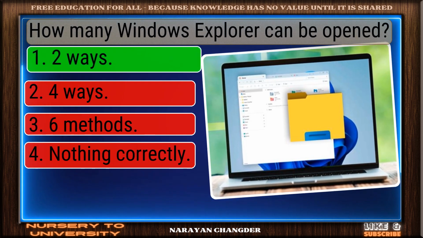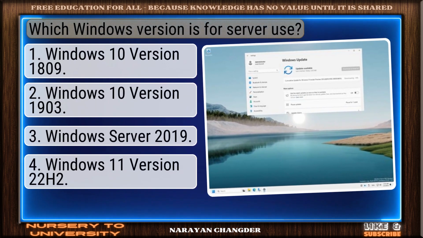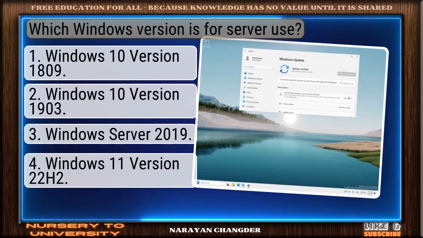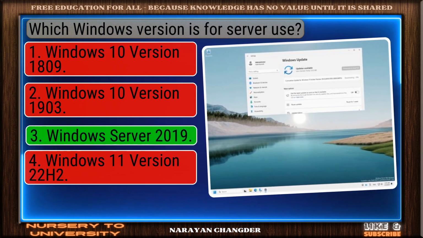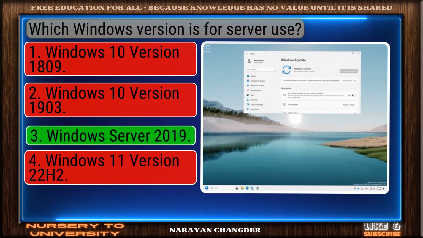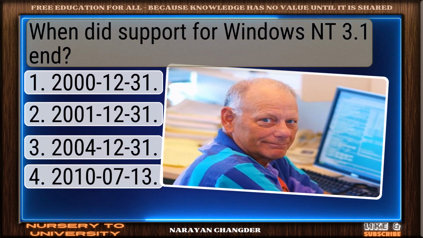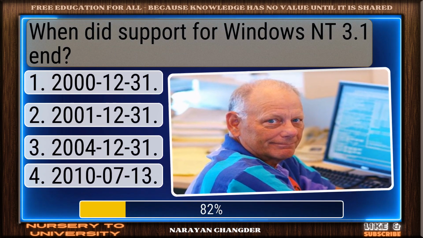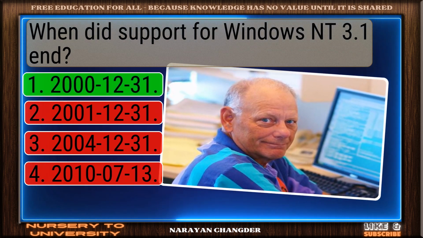You chose 2 ways, and it is correct. Question number 47. Which Windows version is for server use? You're right. Windows Server 2019 is the correct answer. Question number 48. When did support for Windows NT 3.1 end? Nicely done. 2012-31 is a solid answer.